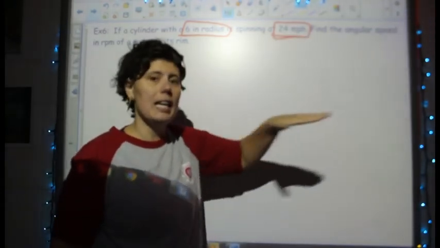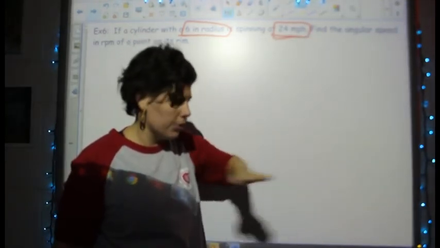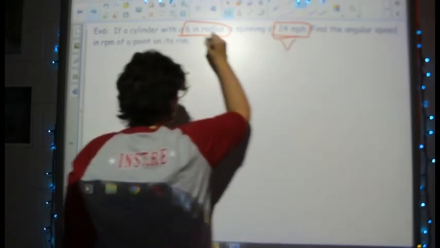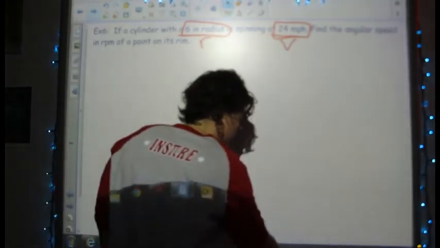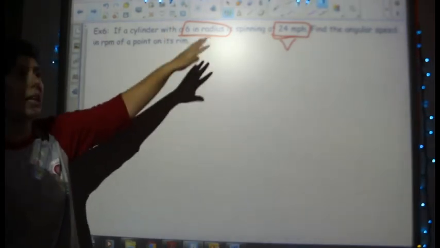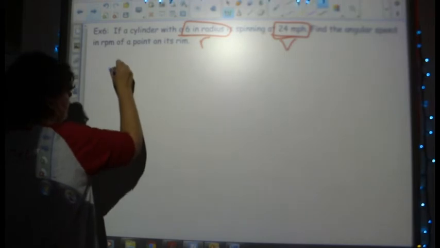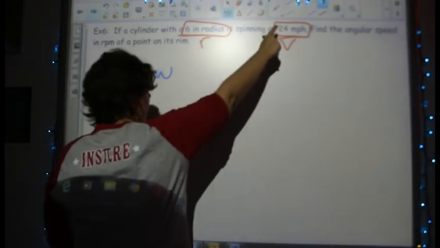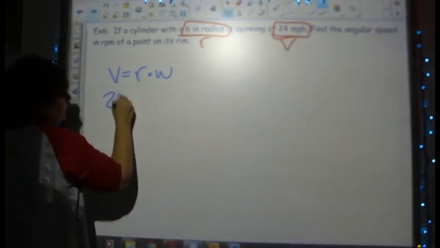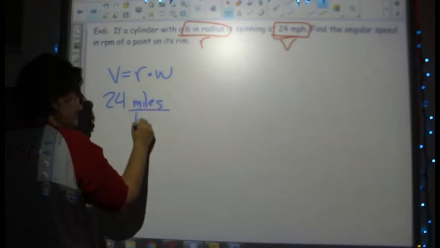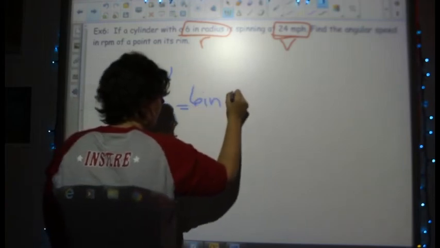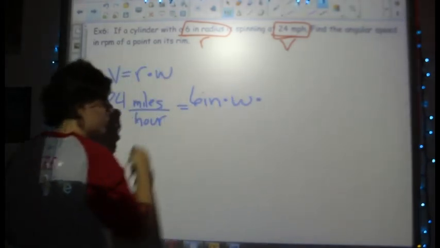And because miles are a linear measurement, something on the ground, straight out, they gave me V and they gave me R. So instead of using W equals theta divided by T, I'm going to default to my linear speed formula because they gave me linear speed. So I have V equals R times W. In this case, V is 24, so I have 24 miles per hour. I know that R is 6 inches, and then I can very easily solve for W by just dividing.